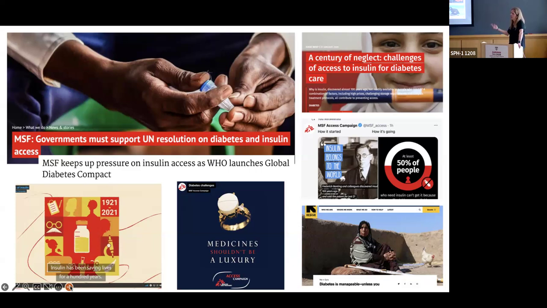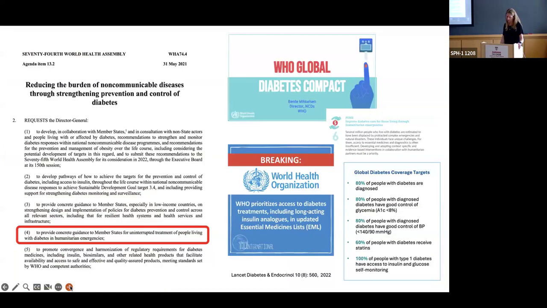Insulin was discovered in 1923. So in 2023, there was a lot of this going around, where the first patient used it in 1923. So there's a lot going on in that regard.